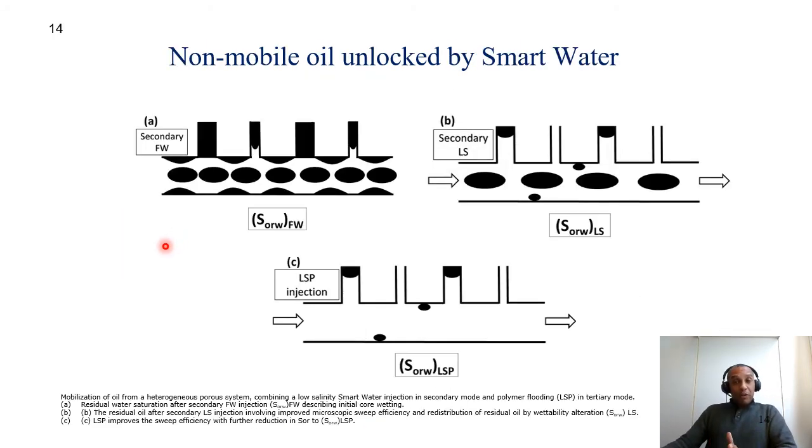So we want to explain the previous observations. What we think is that during the secondary formation water flooding, we usually don't change the wettability. So there is a lot of immobile oil. However, when we inject the low salinity in secondary mode, we are capable of producing more oil, but also changing the wettability. And even though we're trapping more oil, there is some oil that can be easily contacted by the low salinity polymer, and the residual oil saturation can be reduced substantially.